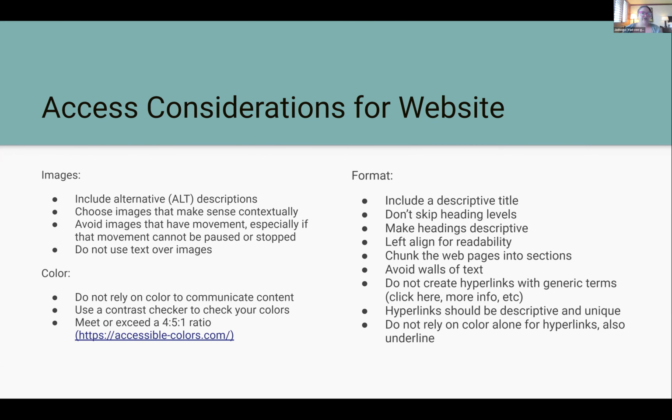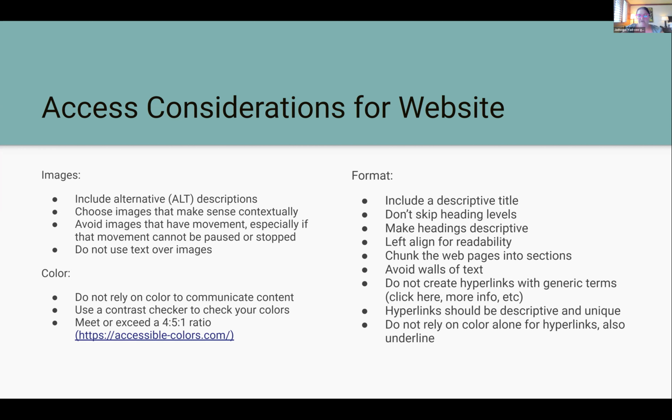Images: you need to have an alt description. You need to choose images that make sense contextually. Avoid images that have movement, especially if that movement cannot be paused or stopped. On the front of our current website, we have a scroll of photos, and that's something we'll have to change. Do not use text over images because that can be difficult to differentiate.